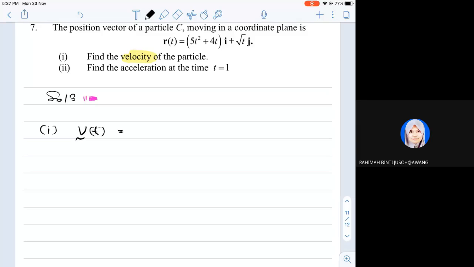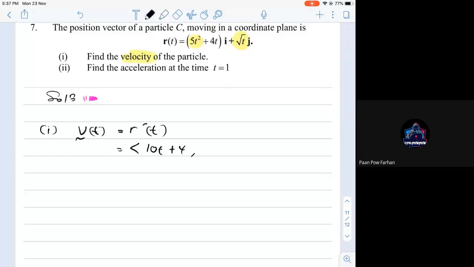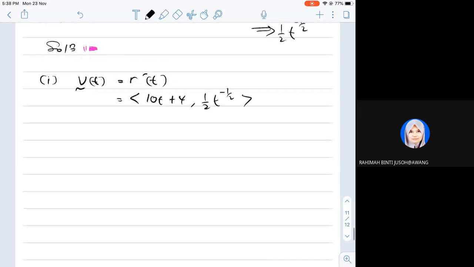Velocity is differentiating R(t). So R prime, differentiate 5t squared. Differentiate 5t squared dapat apa? We will get 10t, plus 4. And then for this one, how do we differentiate this? This is actually t to the power of half, right? So when you differentiate, 1/2 times t to the power of negative half, like this. So that's the answer for the first question.